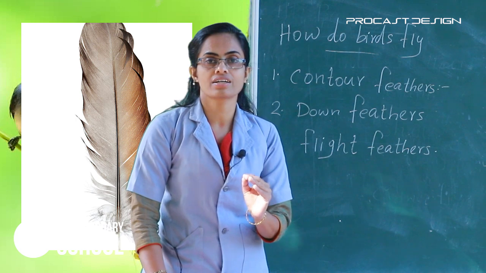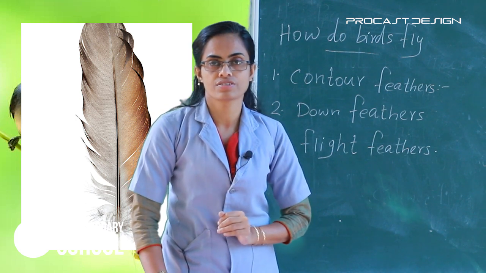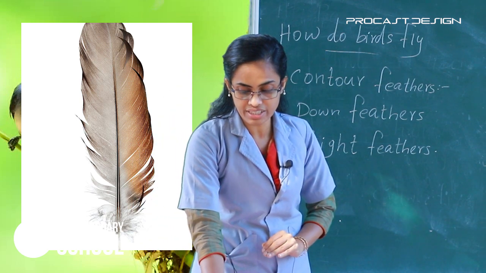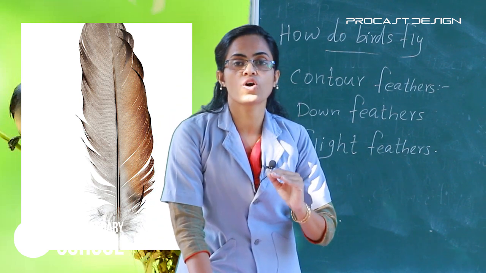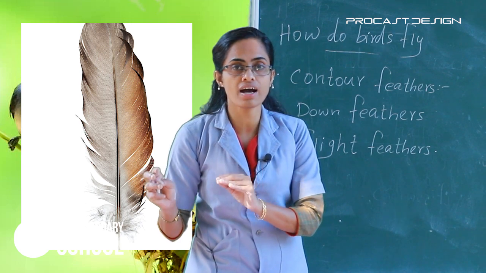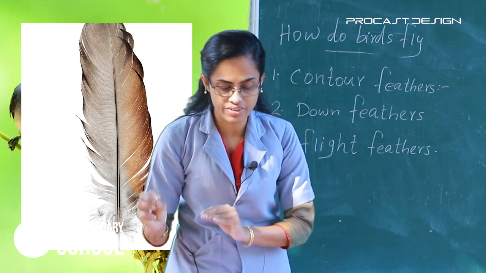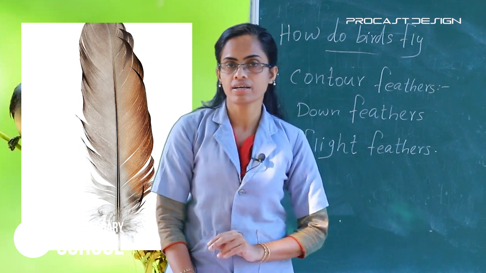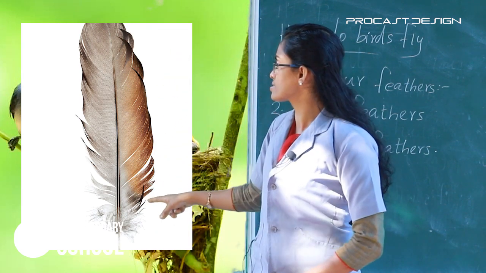That is down feathers. And the next one, flight feathers. Flight feathers are long and flat. They are found in the wings and tail of a bird. Clear? Then all of you look at this.